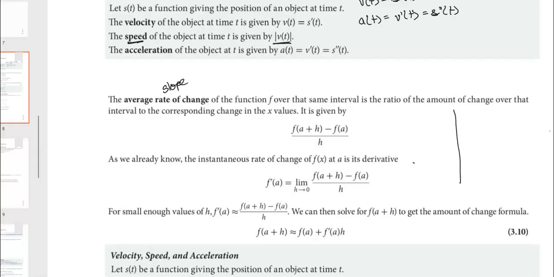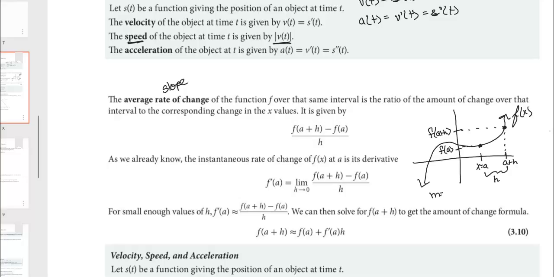So if we're looking at a function, f of x, and I'm looking at a point x equals a here, and if I were to scoot over h units, then this point would be a plus h, and we know every x coordinate on this function would have a corresponding y coordinate. So this would be f of a. This y coordinate would be f of a plus h.